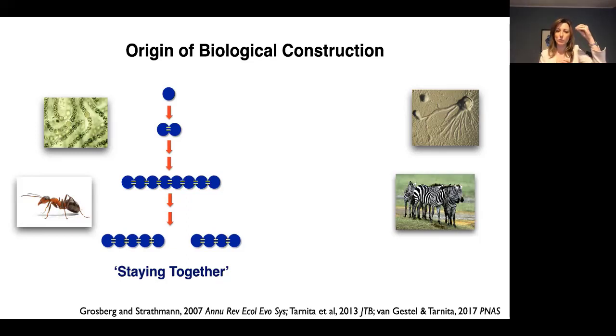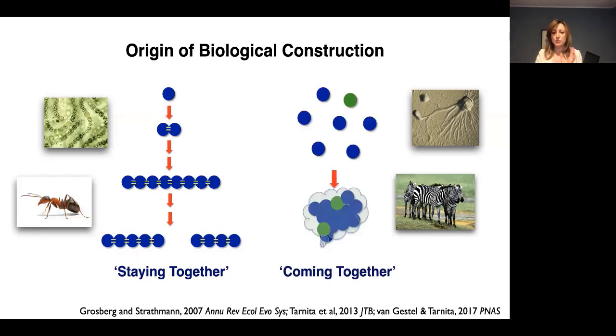So that starts with one cell. When it divides, the daughter doesn't separate. And so you start building these, let's say, chains, but you could build other geometries as well. But in principle, the whole process starts from one mother and her daughters, whether they are daughter cells or whether it's an ant building its own colony. A colony of ants always starts from one queen and her daughters that stay at the nest.